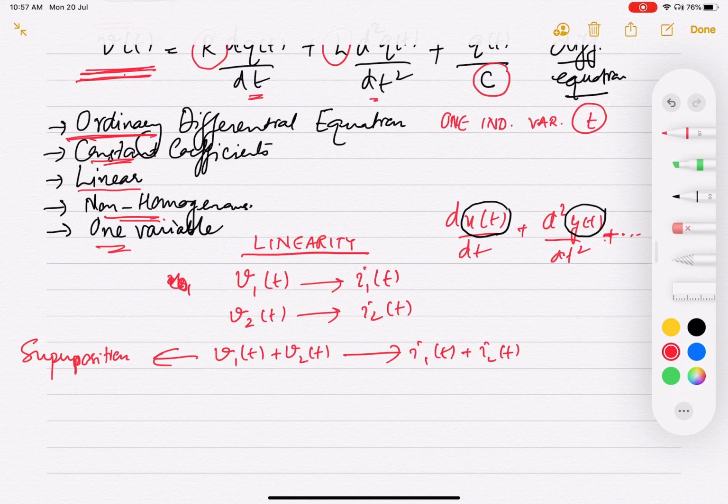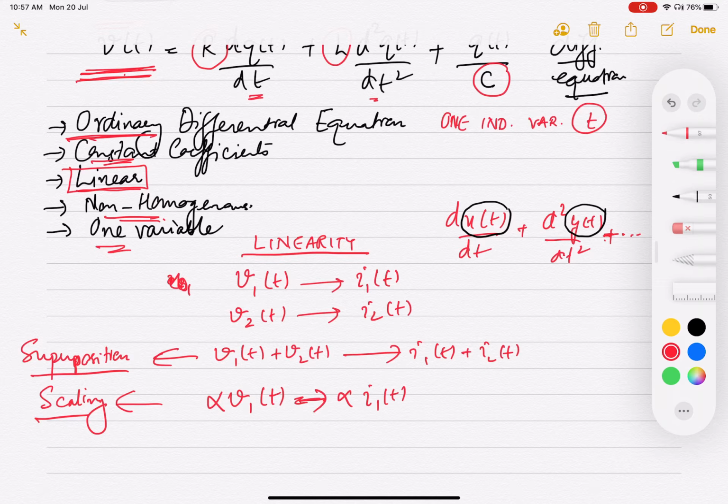This is the principle of superposition, and another important principle that it is following is the principle of scaling. So if the response to v1(t) is i1(t), then the response to some constant times v1(t) would be that constant times i1(t). So this is the principle of scaling. So these two principles it is obeying, that is why it's called linear, right?